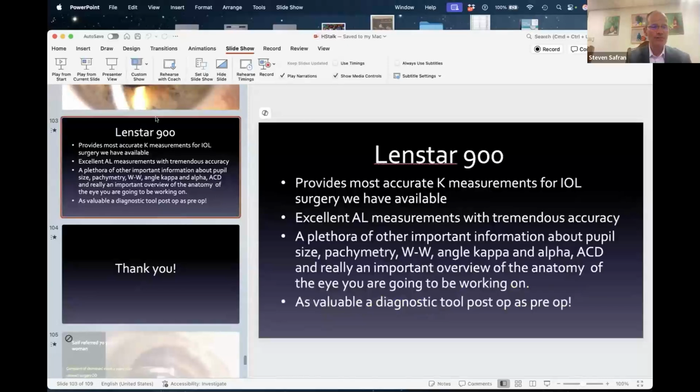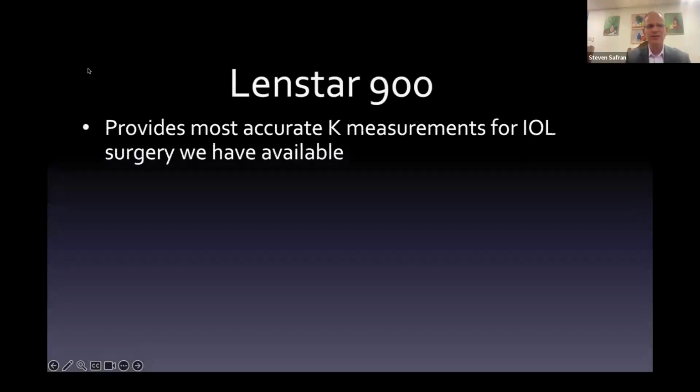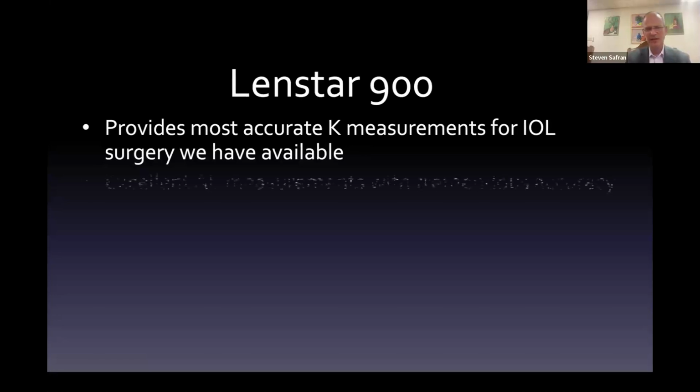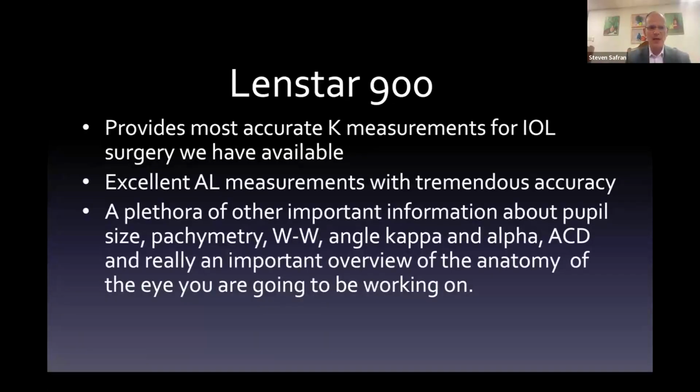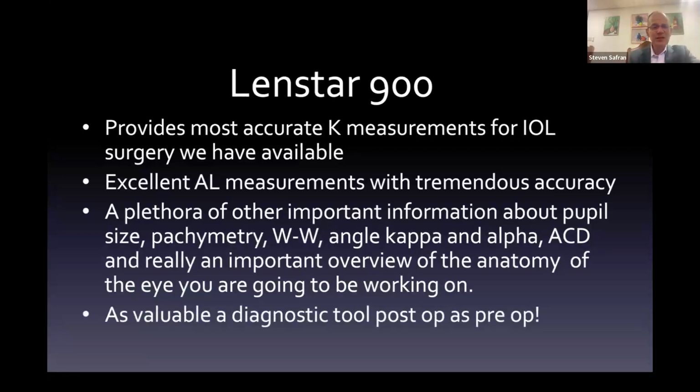So I'm going to just finish up here. In summary, the Lenstar provides the most accurate K measurements for IOL surgery we have available. I mean, these are best in business, and that's really what's most important to me, because all of these devices give good axial length measurements. The axial length measurements, of course, are just as good as anything on the market. They're excellent. But there's a lot of other information that you get about pupil size, pachymetry, white-to-white, angle kappa, angle alpha, anterior chamber depth. It just gives you a very good overview of the anatomy of the eye that you're going to be working on. And it's really as valuable a diagnostic tool post-op as pre-op.